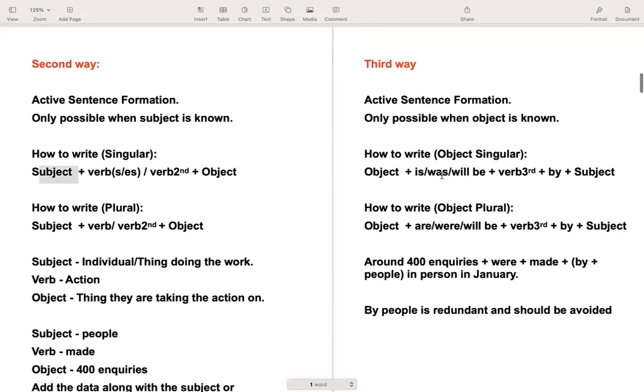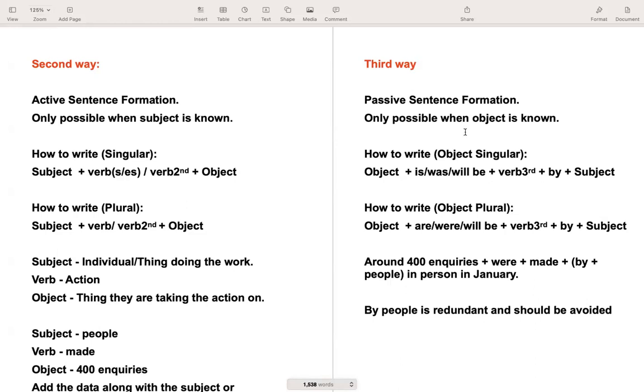Okay. The third one, which I mistakenly wrote as active, is going to be the passive sentence formation. The passive sentence formation is again based on the same three words: subject, verb, and object. But here, the sentence starts with an object rather than the subject. So first you write the object, then you write is, was, or will be, depending upon whether it's present, past, or future. Then verb third form, then by subject. If you have a plural object, it's the same thing, but plural: are, were, will be, plus verb third form, by subject. So that's the sentence formation.